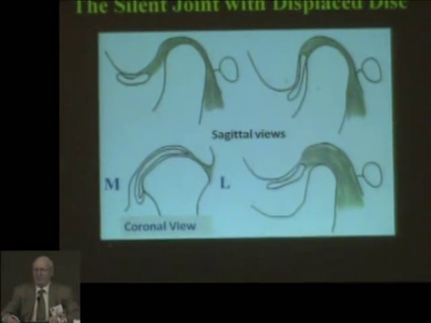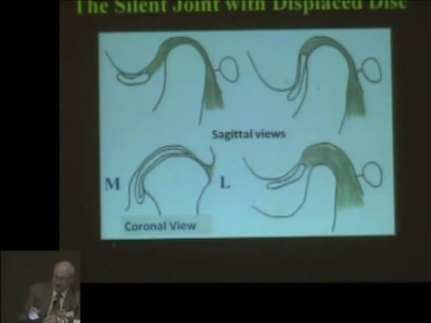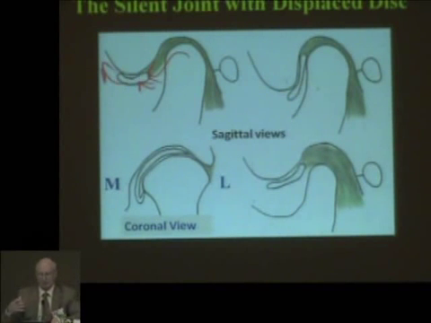There's a lot of joints where we have disc displacement problems, but the joints are silent. They don't make any noise. And there's obviously a number of reasons for that. First, just like that MRI we just showed, the disc may be anteriorly displaced, and as the condyle comes forward, that disc remains anteriorly displaced. It doesn't ever go back in place. It's a silent joint.